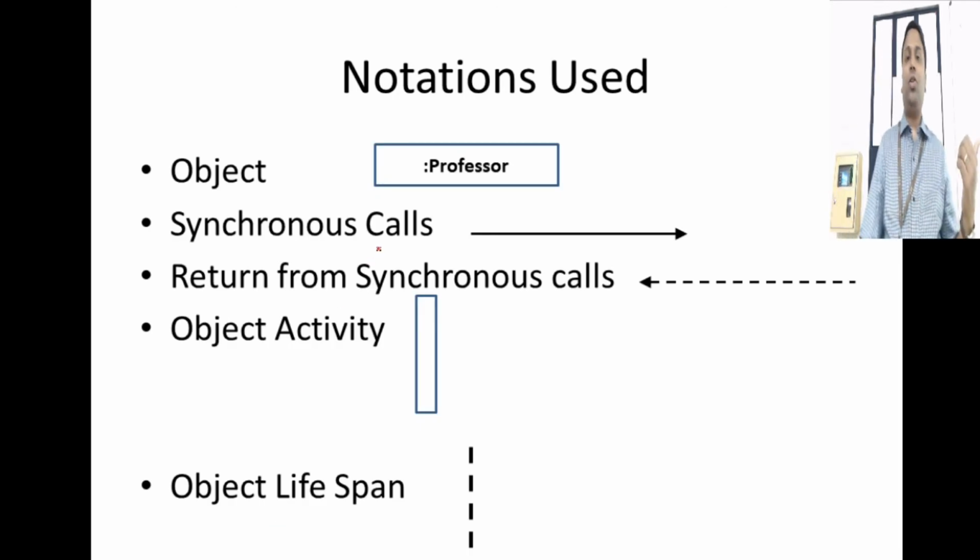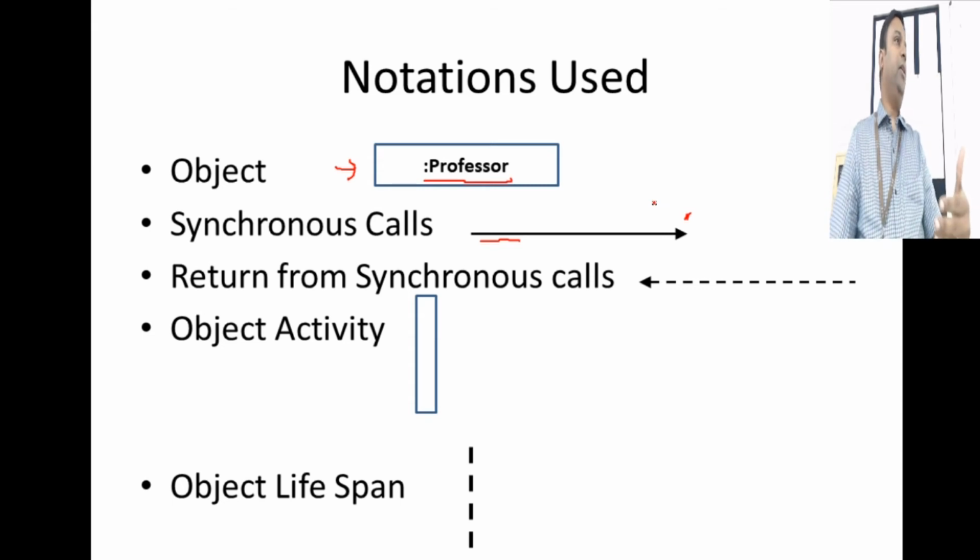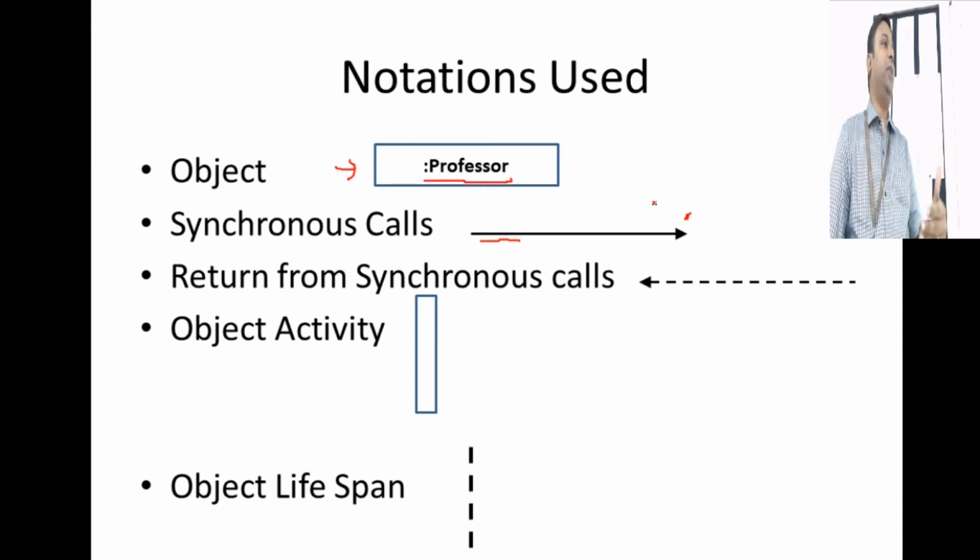So notations used in your examinations, I kindly request you to follow these notations. The first thing is for object, a rectangle, and then object name with a colon, and then the name of the class. Synchronous calls, a line with an arrowhead that is shaded. What do you mean by synchronous call? You're going to get a return from the method you have called. Your method will suspend all its activities till that return is achieved.